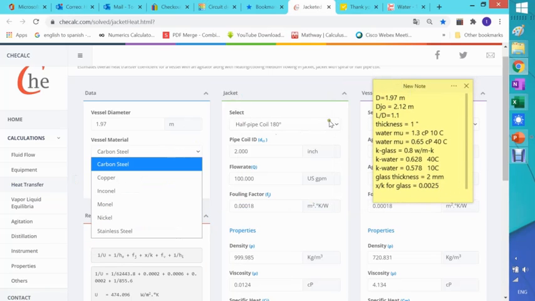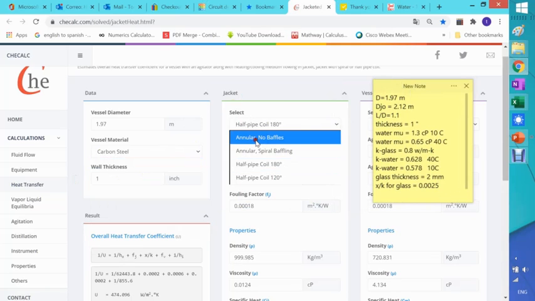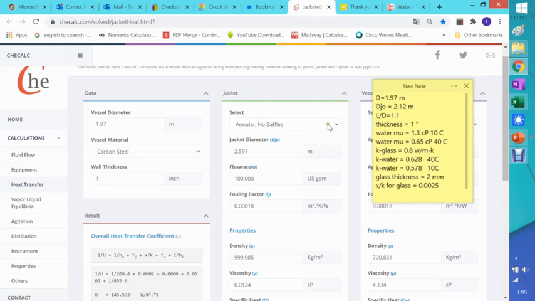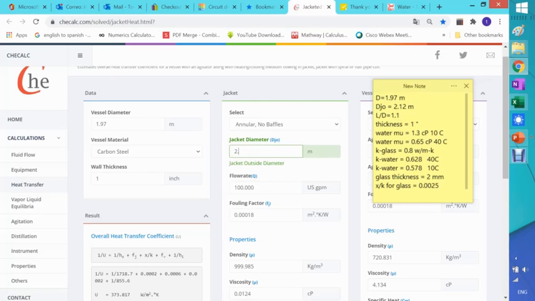The jacket side is a full jacket, no baffles. I mean, it's a big difference when you set this as spiral baffling or not. It really makes a difference. The one that we are talking about has no baffles, so no baffles. Now the jacket outside diameter is 2.12.